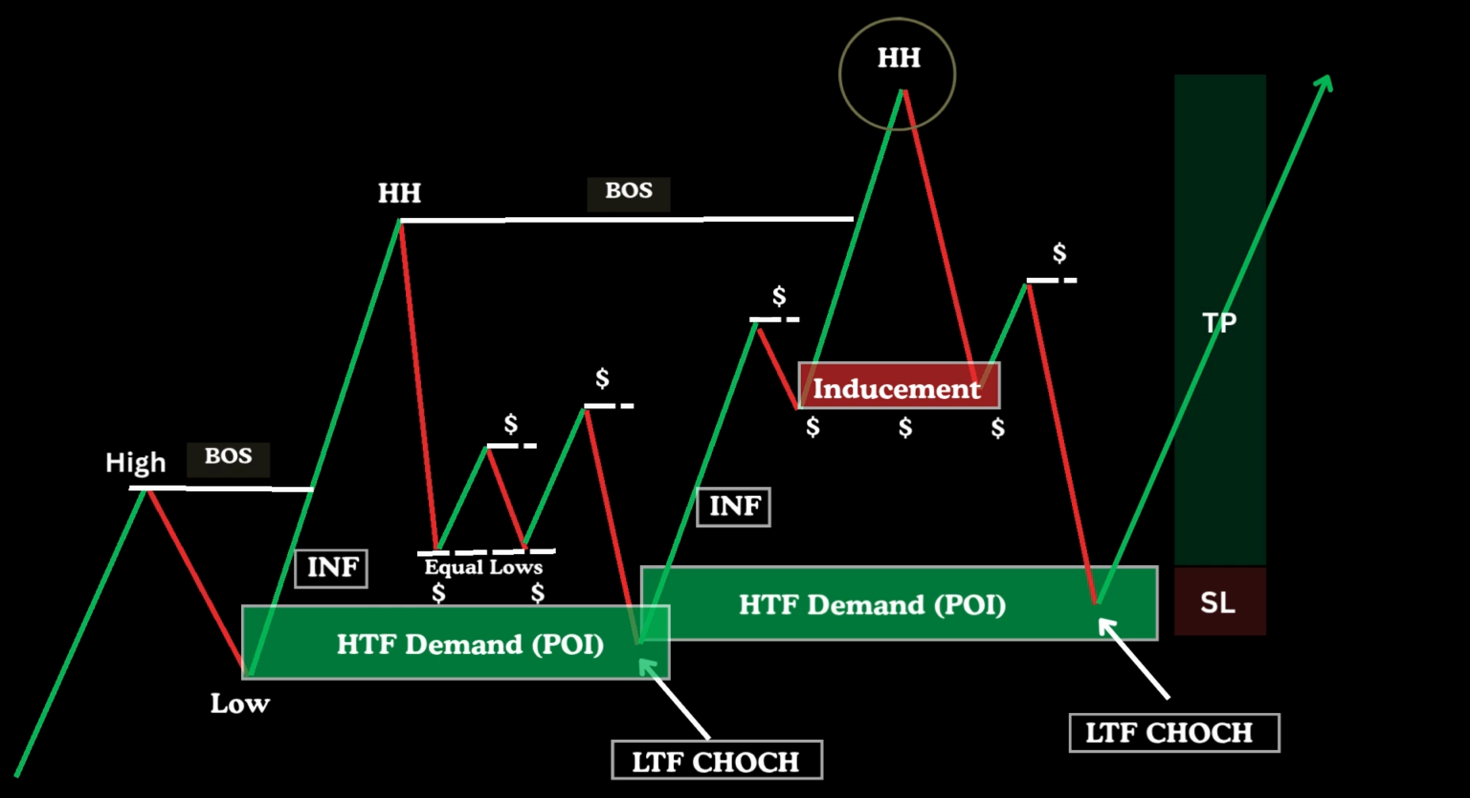Here, the market created a misleading structure that tempted sellers to enter with stop losses placed above the internal high. But instead of dropping, price surged upward, breaking structure and invalidating what many would assume was a valid order block. This generated a false demand zone. Following that, price pulled back into what we now recognize as an inducement level.